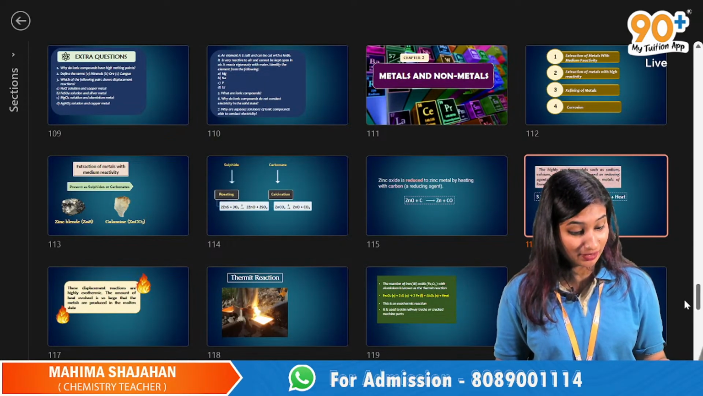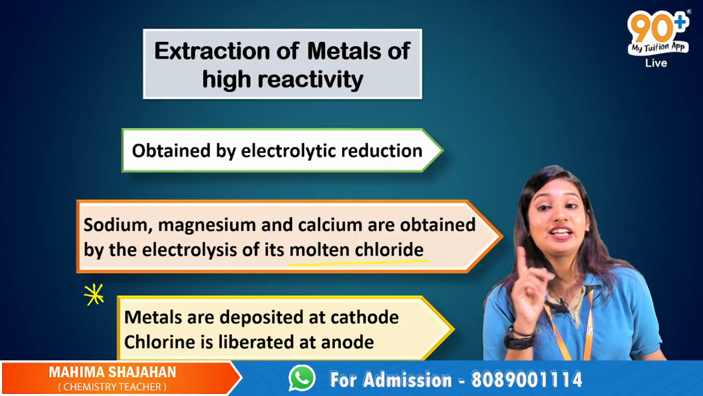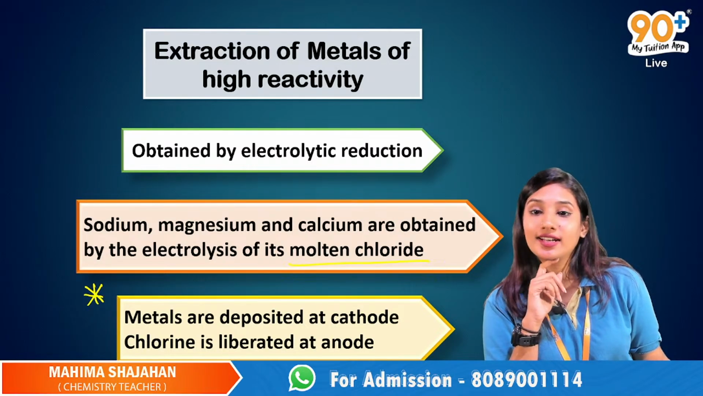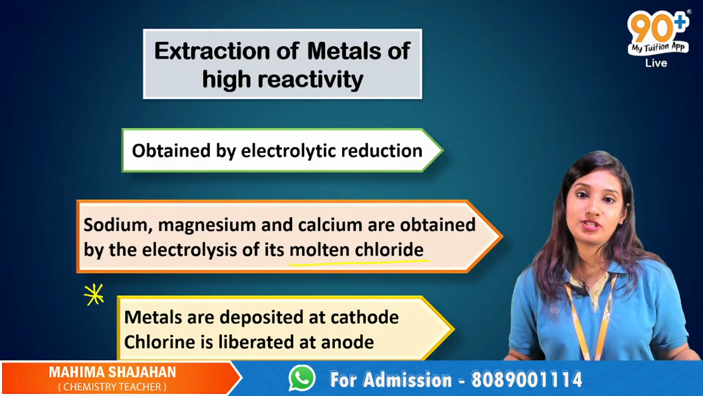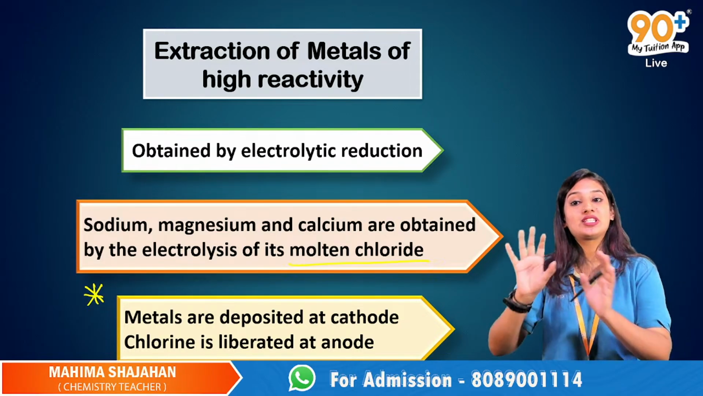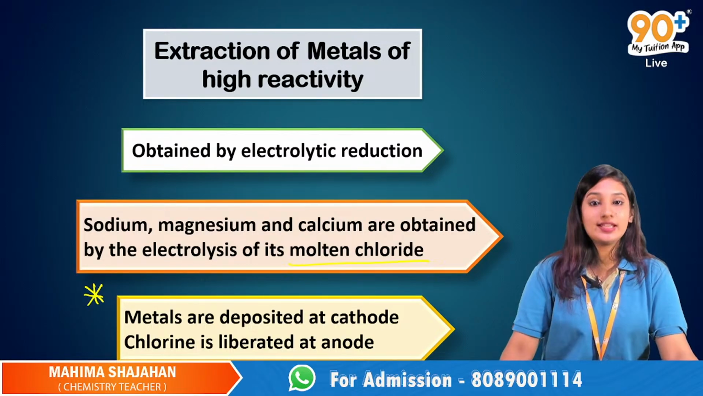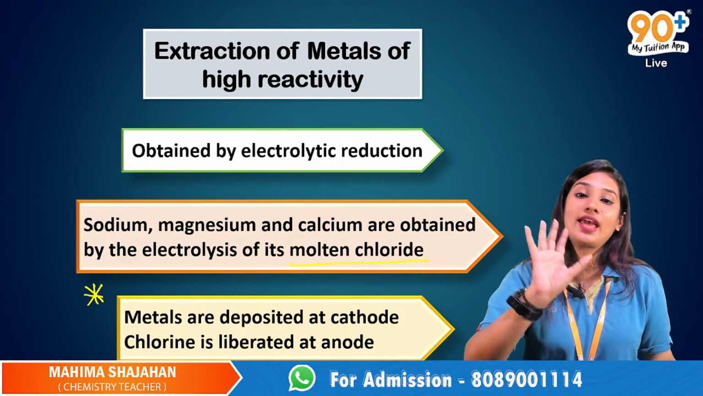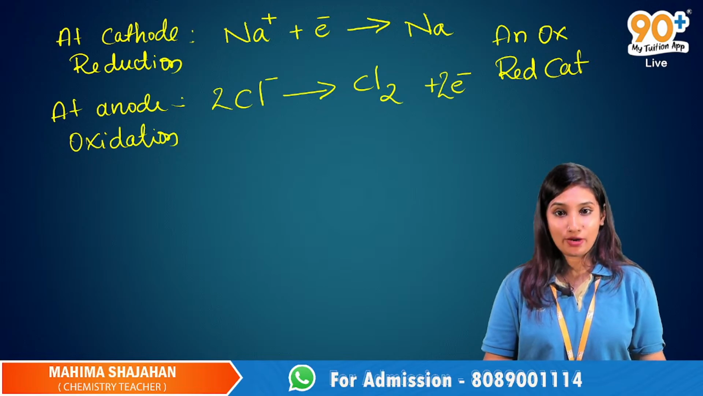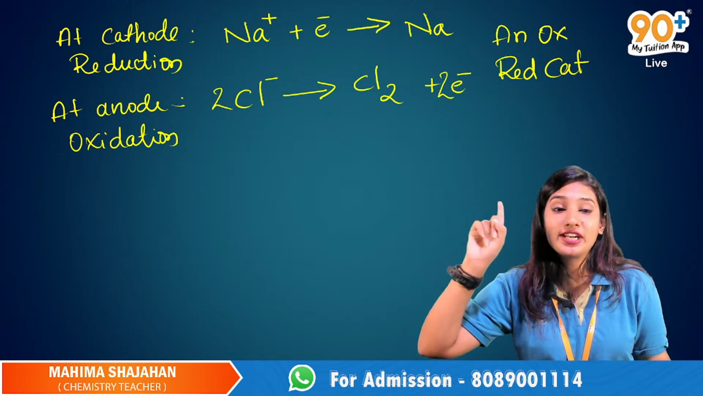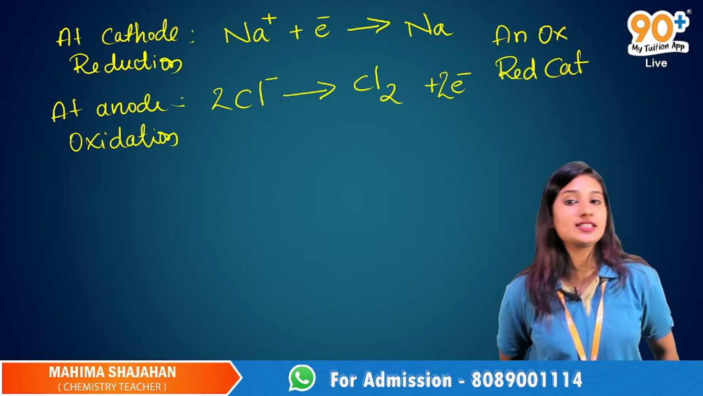Then we saw the extraction of metals with high reactivity. Highly reactive metals എങ്ങനെയാ നമ്മൾ extract ചെയ്യുന്നത്? We'll conduct electrolysis. We'll take the molten chloride and pass electricity through it. The metals will get deposited at the cathode, and chlorine gas will be liberated at the anode. Always remember, reduction takes place at the cathode, and at the anode it is oxidation that is taking place.